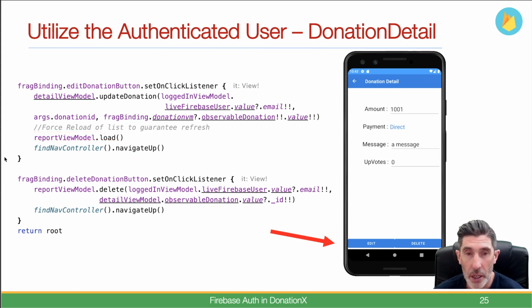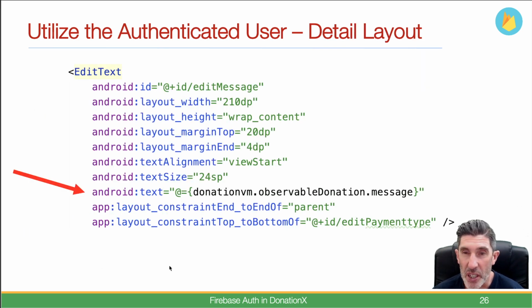Okay, so just to look at the layout itself, kind of an aside really. So this is important here. The @ equals, that allows the two-way data binding to take place. So for this example here, this is our edit message. So this would have been loaded up. So when we would have clicked on and we would have navigated to the layout, we would have passed in our donation VM. This is again via the adapter and all the rest of it.